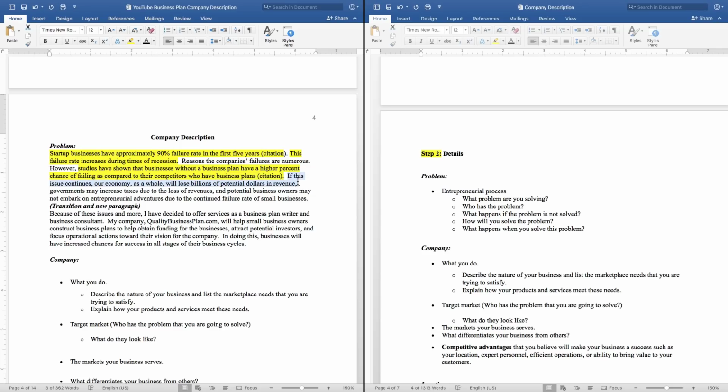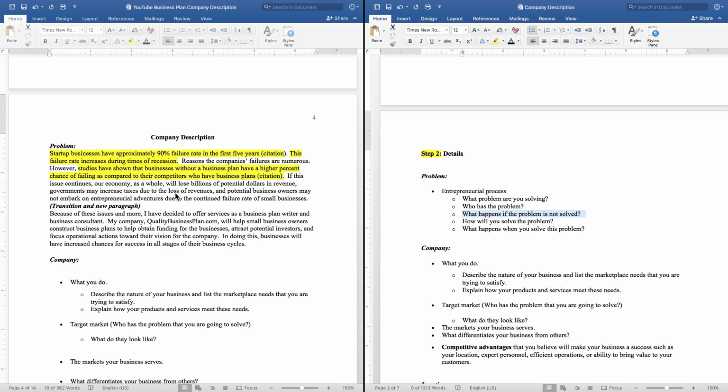And then I'm going right here. Who has the problem? Well, that's going to be self-evident, small business owners, but let's see if we tie into that. If this issue continues, our economy as a whole will lose billions. True, absolutely. Government may increase taxes. Who knows? It may or may not happen, but again, it's a possibility. That's what we're trying to do in this section right here. What happens if the problem's not solved?